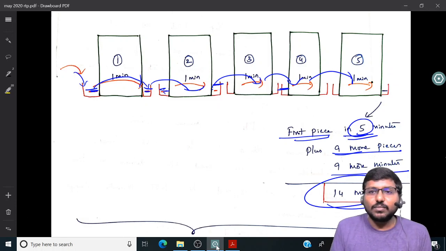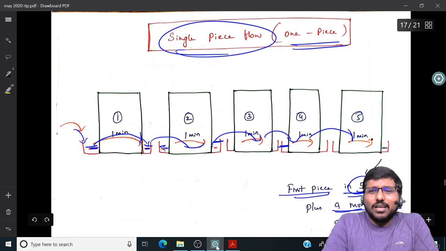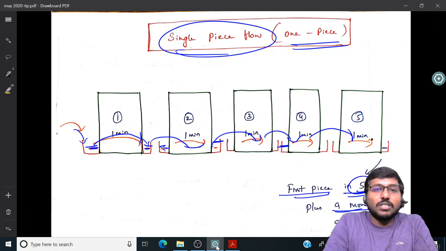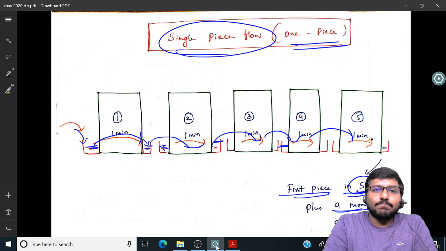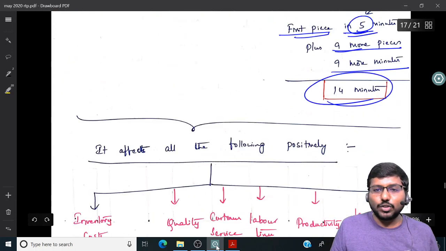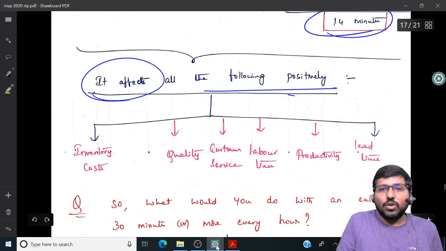See? You can tell me, sir, it is just like a common sense concept only. Now, what is there much in that? See, the point here is who is applying common sense nowadays? It seems simple after giving it with an example, but that's not the case in the real world. Anyway, it affects all the following positively.